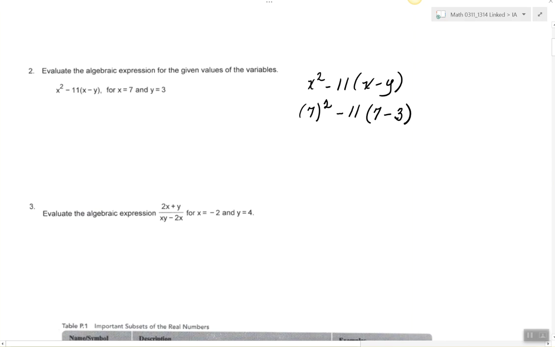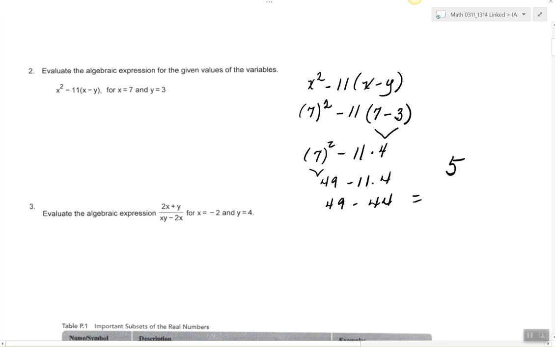Order of operations says to do parentheses first. Now, it's honestly not talking about this first parentheses here because this is just an exponent. It's talking about these parentheses. So I will do this first. 7 minus 3 is 4. Implied multiplication gets a dot now, and I write it down. 7 squared is 49 minus 11 times 4. This is 49 minus 44, which is 5. The value of number 2 is 5.